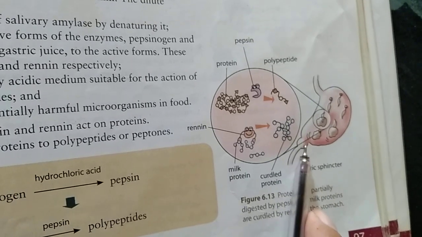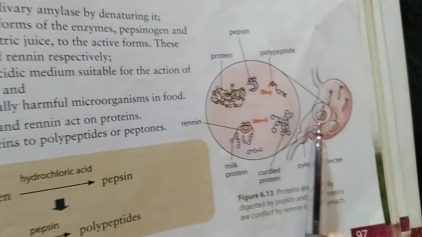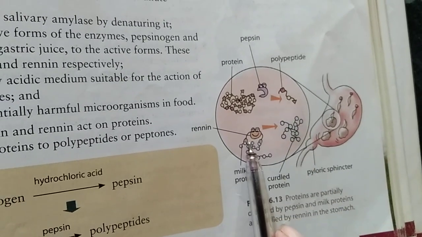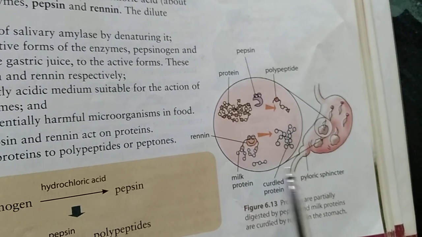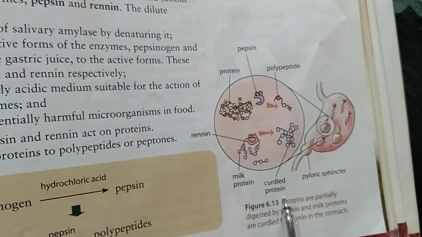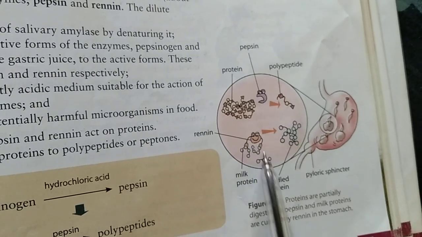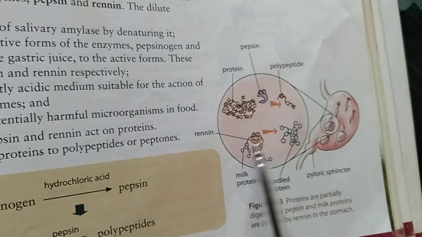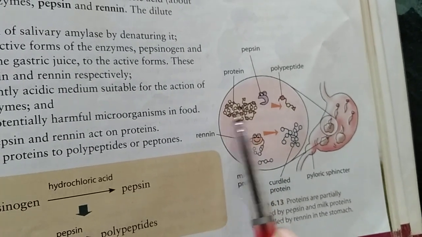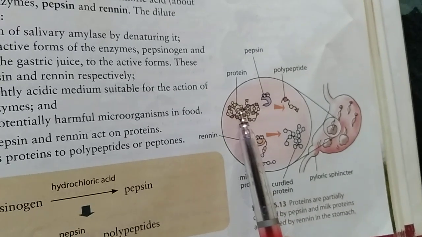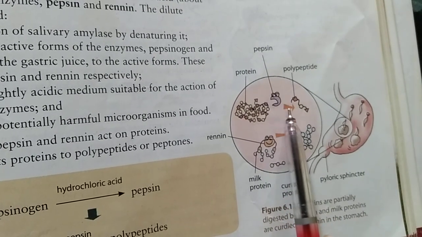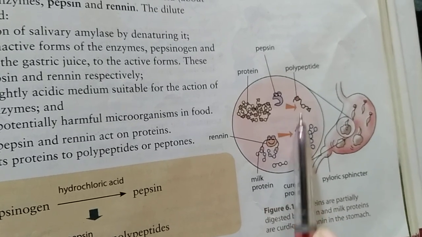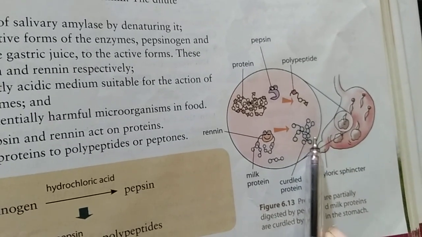Look at this diagram of the stomach and microscopic views of the parts of the stomach. These small dots are branched in shape, and they are milk proteins, and the enzymes are renin. This highly complex and complicated structure is protein, and the scissors-like structures represent pepsin, and the polypeptide bond is present here. These are the microscopic structures of the stomach.